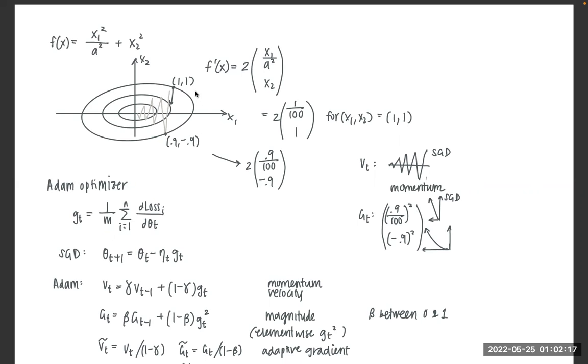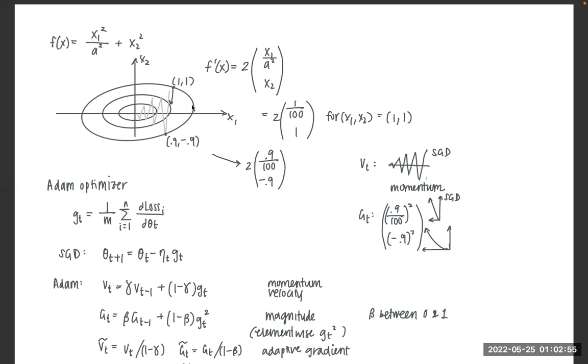Okay, and then if you look at the derivative, there's a 2 because of the square, right? You have 2 x1 over a squared, and 2 x2. So that's the gradient. Now if a equals 10, a squared is 100, so you have 1 over 100 and 1. Along this x1 direction, it is very small, but along this x2 direction, it's very big. It is actually perpendicular to this contour here.